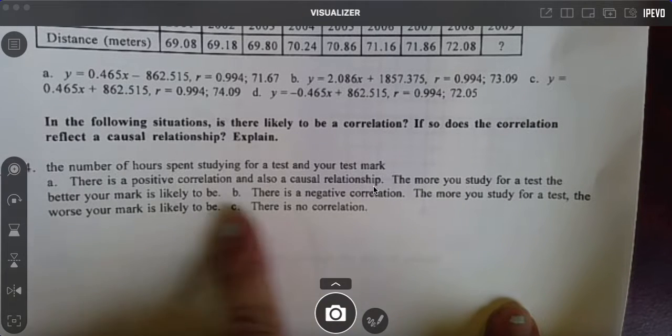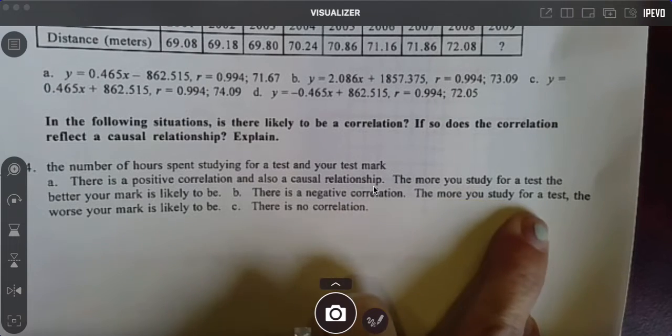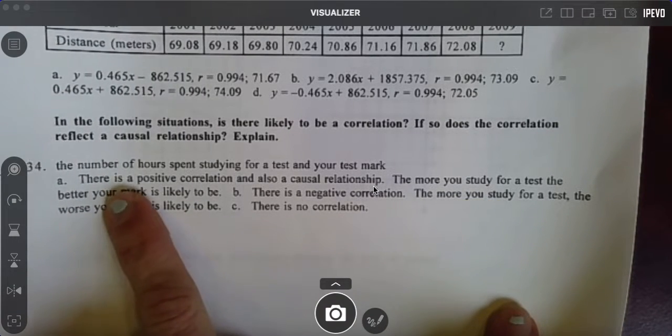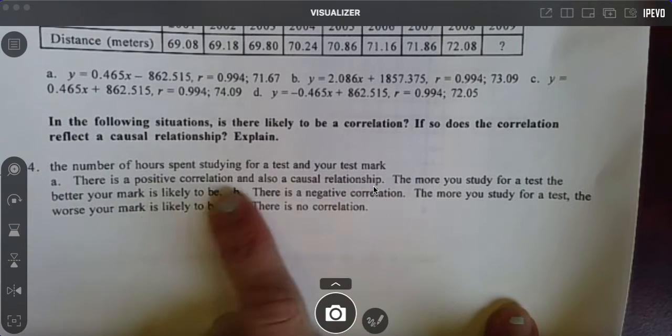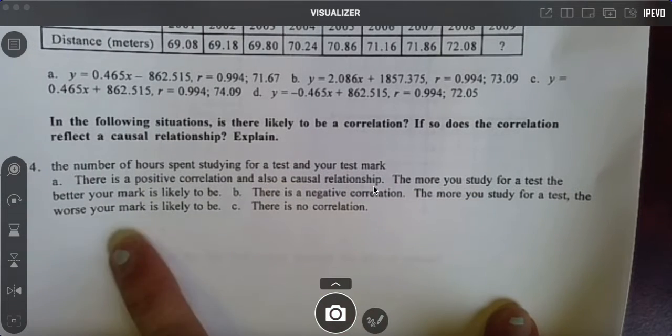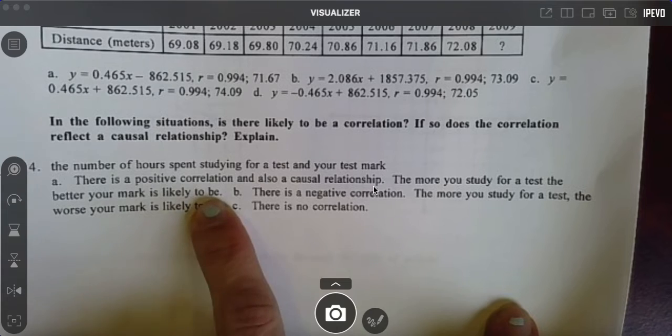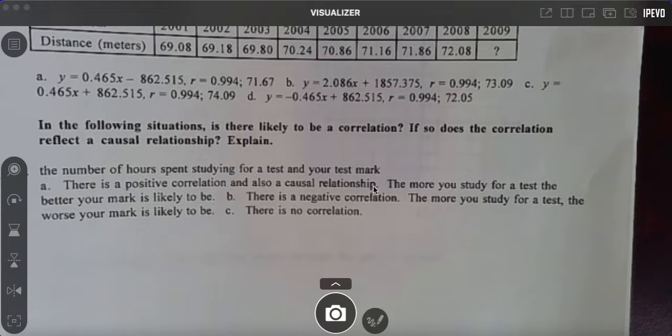And then it says, let me read your answer choices. Negative correlation, the more you study, no. So yeah, it's A. If you read all your answer choices, there's a positive correlation. The more you study for a test, the better your score is likely to be. And it says causal relationship. Let's see if they talk about that in here. I thought that said caddying. Like causation, does one thing cause the other? That's what that means. Does one thing cause the other? Yes. If there's a correlation, one thing causes the other. Okay? So the more you study causes your test score to go up. Anyway, so that's those two.